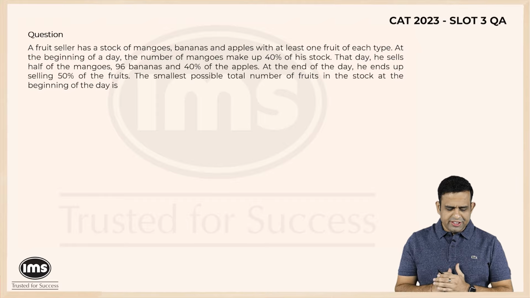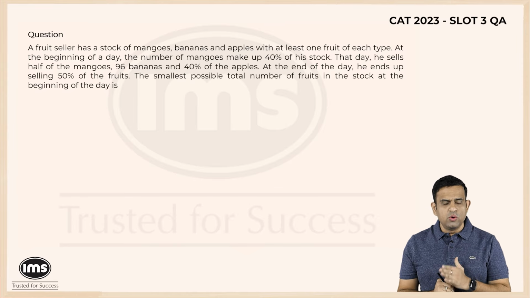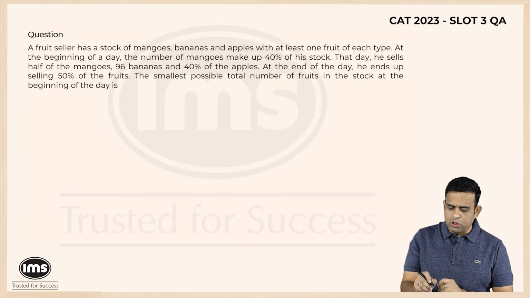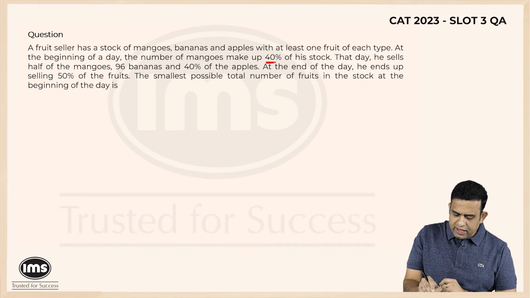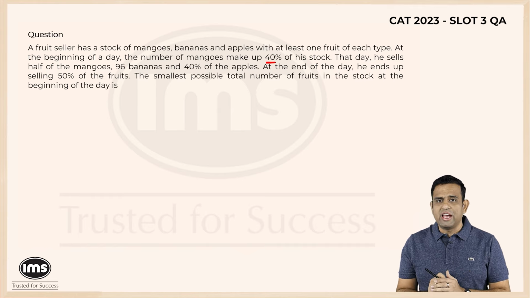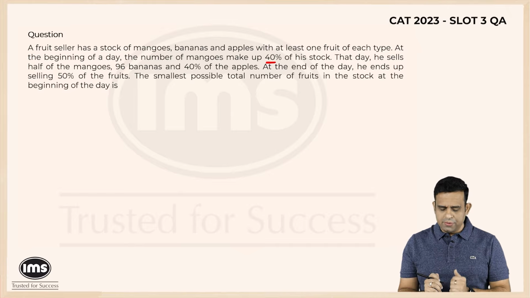In the next sum, it is given that a fruit seller has a stock of mangoes, bananas and apples with at least one fruit of each type. Please note, you have at least one mango, at least one banana and at least one apple. At the beginning of a day, the number of mangoes makes up 40% of the stock. Now this simply means that the total number of fruit needs to be a multiple of 5. Why am I saying so? Because 40% corresponds to, one can say, 2/5.